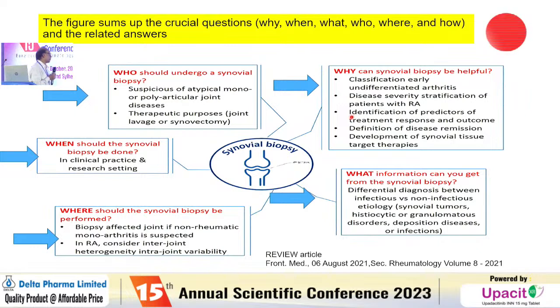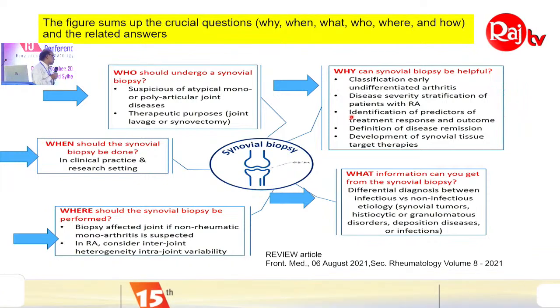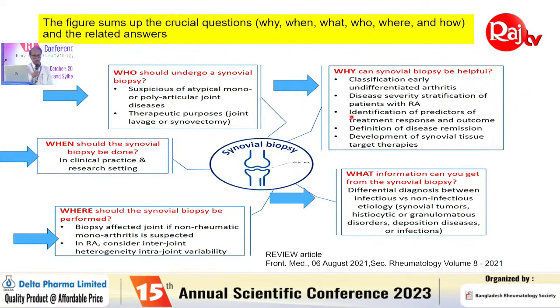Biopsy is performed in the affected joint if non-traumatic. In monoarthritis, there is inter-joint heterogeneity and intra-joint variability. If we do synovial biopsy in the same joint, we can find histologically different structure and different cytology in the same joint. Also, if we do synovial biopsy in two joints, we can find different histological findings. For this reason, rheumatoid arthritis is called a heterogeneous autoimmune disease. Its presentation is heterogeneous.